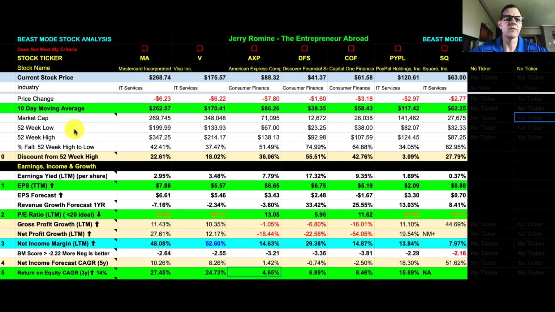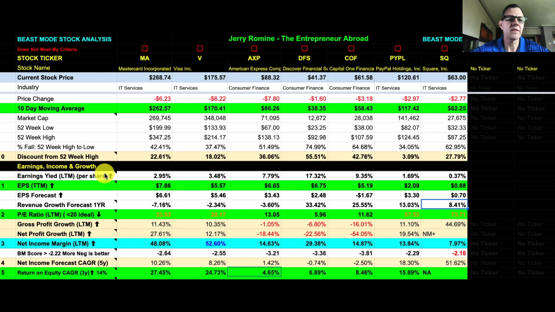Then I like to look at the 52-week low, the 52-week high, and the percentage of fall from the 52-week high to the low, and then we've got the discount from the 52-week high. Next, we're going to look at the earnings, income, and growth, and we're going to go over all of the data points. Some of the data points are more important than others, but I still want to cover each one individually.